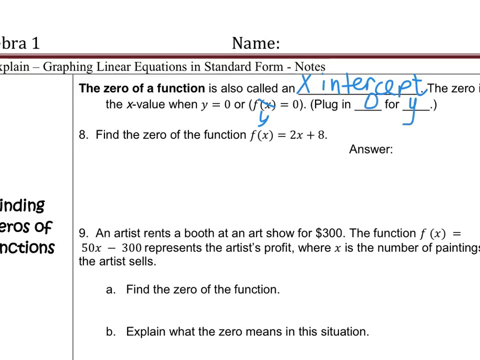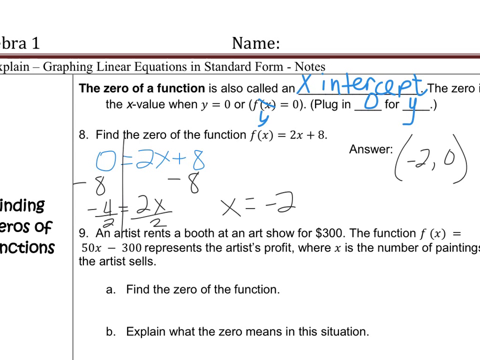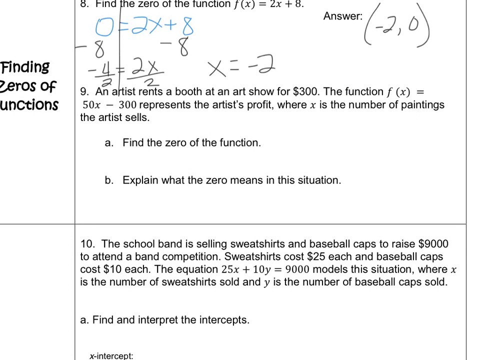So then it gives us an example. Go ahead and pause your video and do this example real quick. Okay, so go ahead and check and make sure that you got the x-intercept, or the 0 of this function, as -2. So let's put this into a real life situation.